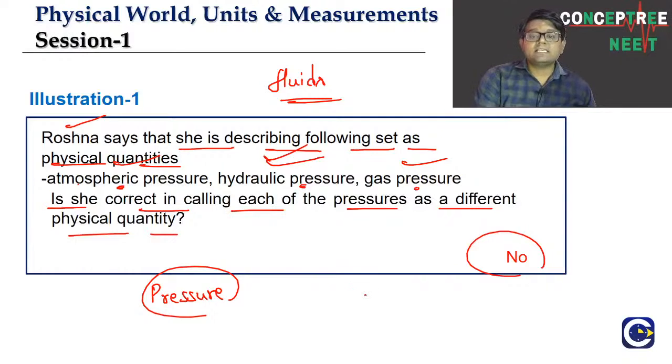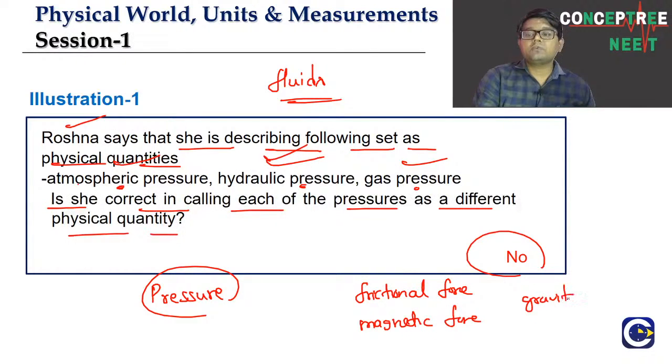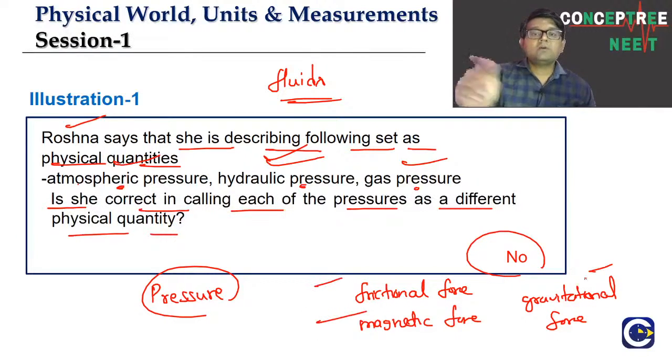We can also look at it like this. If somebody says frictional force, magnetic force, gravitational force, can we take them as different physical quantities? We cannot. All of them are the same physical quantity, which is force.